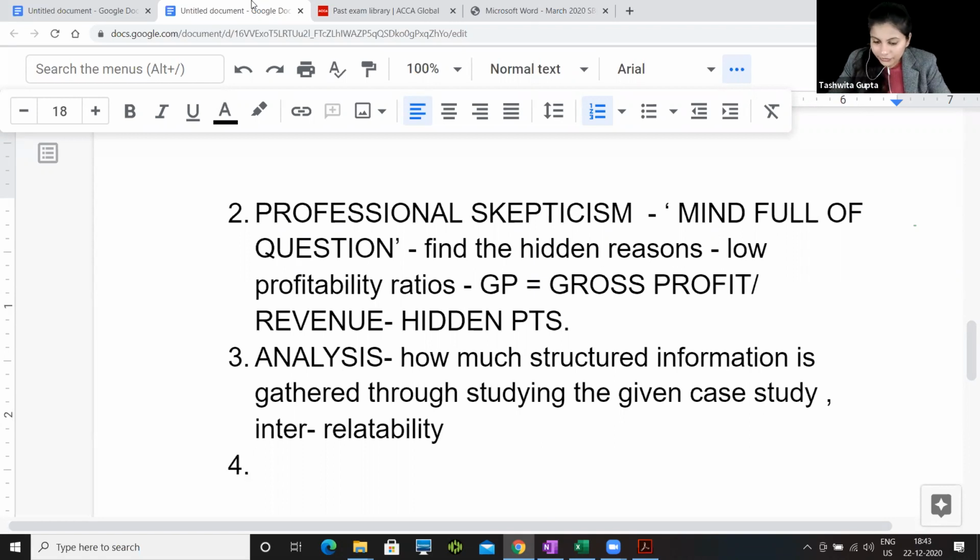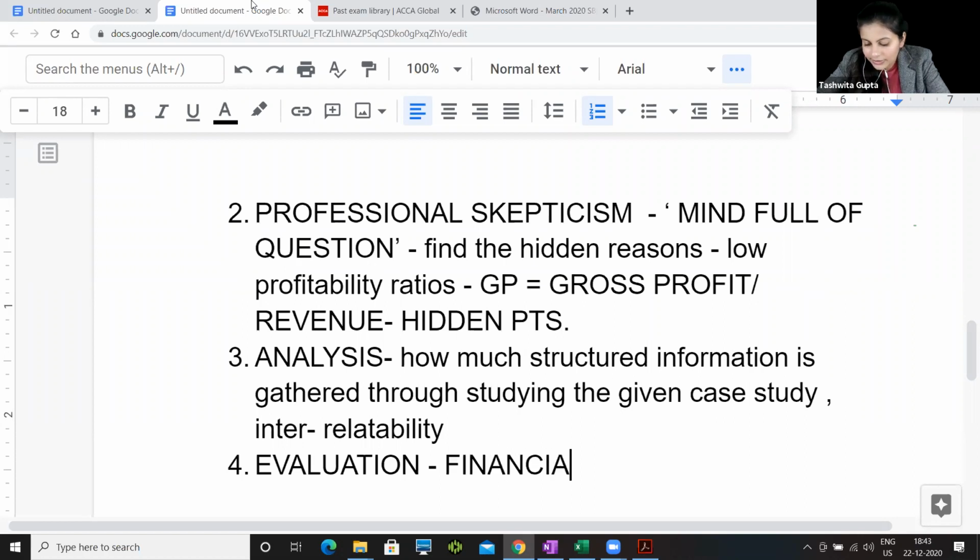Then you have the fourth skill, that is basically your evaluation. So how you're able to evaluate the things. So for example, if you have to make a financial decision, how do we make a financial decision? Have you guys done F9 paper?